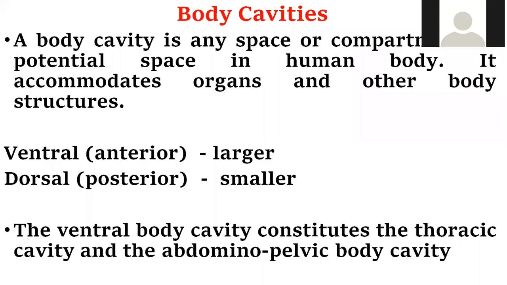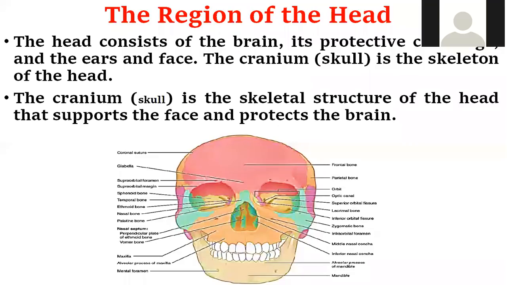Then, when I said the ventral is larger, definitely the dorsal is smaller. Now, for the ventral cavity, it constitutes the thoracic cavity and the abdominopelvic body cavity. Those are the parts that make up the content of the ventral cavity. But the dorsal cavity is basically the cranial cavity and the spinal cavity.